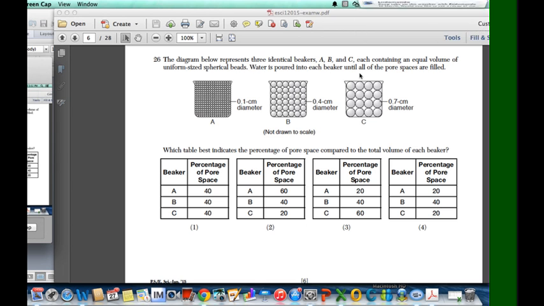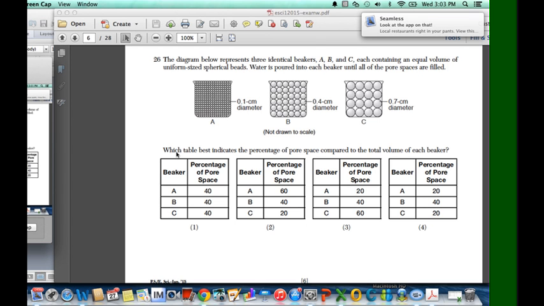So water is poured into each beaker until all the pore spaces are filled. So we know that when water is filled, it's going to reach the top of the beaker, and all these spaces will be filled with water. Even with these tiny little beads, we can't see the spaces in between them, but there are enough spaces that can be almost the same amount of spaces that are inside of B, as well as the same amount of spaces inside of C, if you actually count all these little spaces and measure them together. So basically what they're trying to say is the porosity space is equal in all of the containers, meaning the pore space that are available in each container.